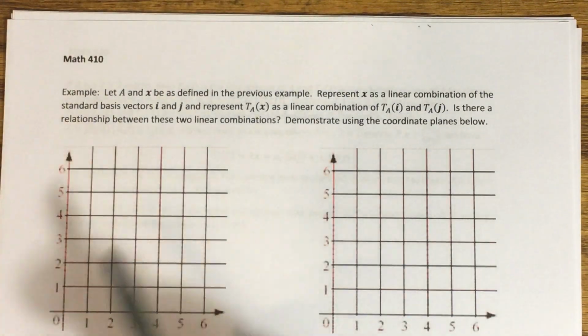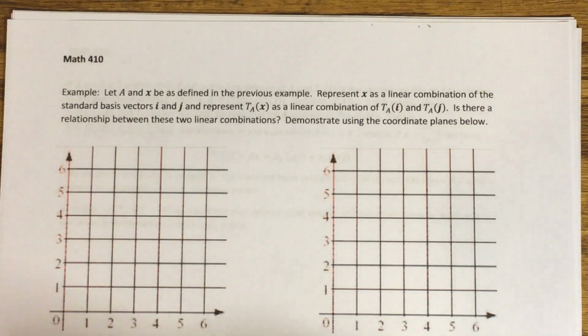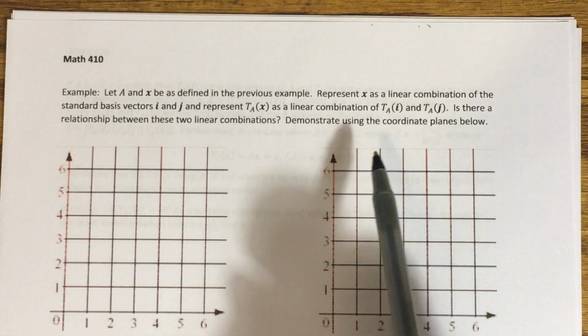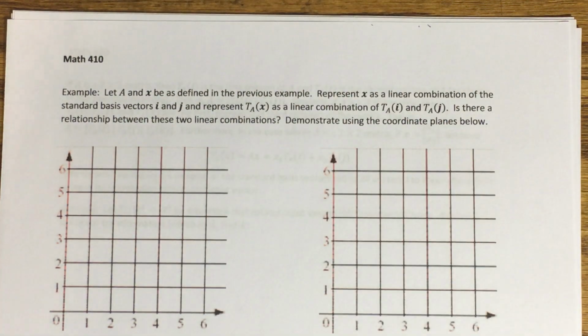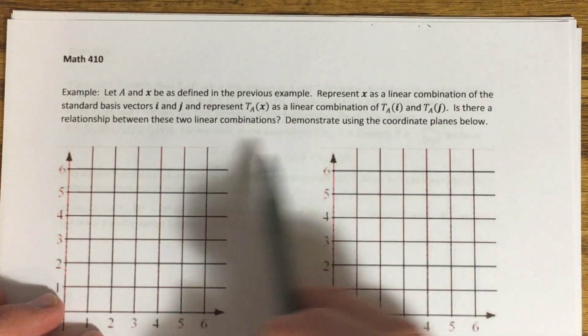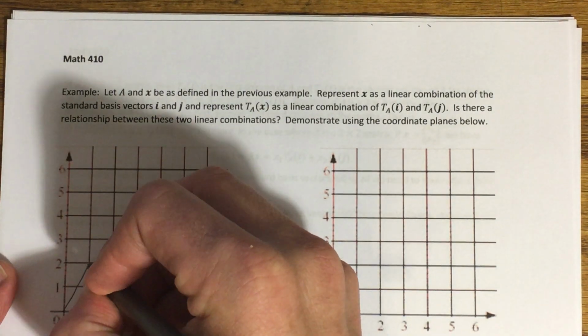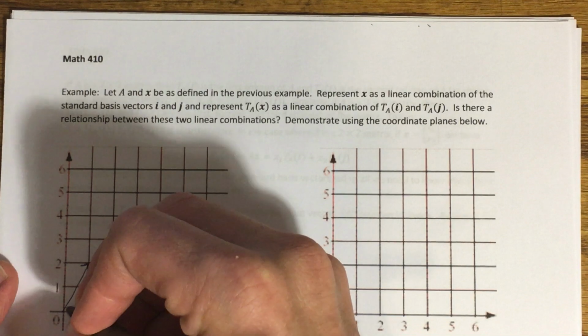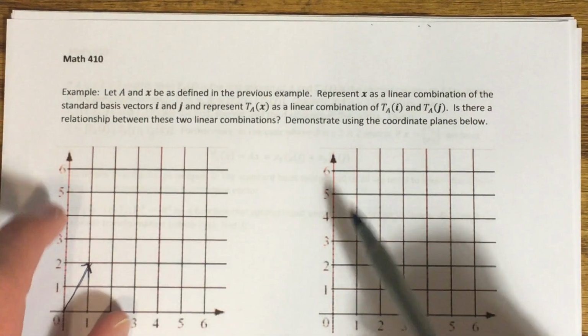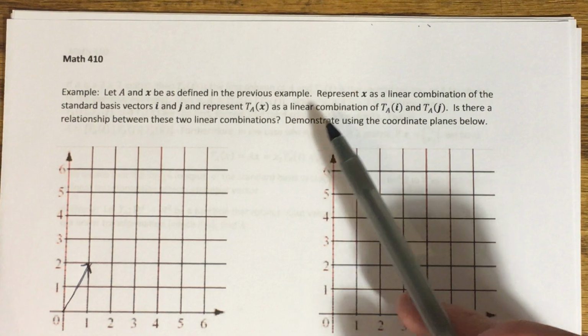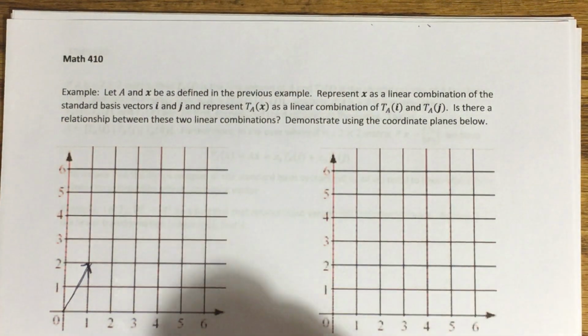So we're going to do another example. We're going to let A and x be the same matrix and same column vector that we talked about in the previous example. But this time, I want to think of these two vectors in terms of linear combinations. So x, remember, was the vector 1, 2. And in this plane, what I want to do is re-sketch vector x. So it's 1, 2, it looks like this. There's x. And we want to represent this as a linear combination of the basis vectors i and j.